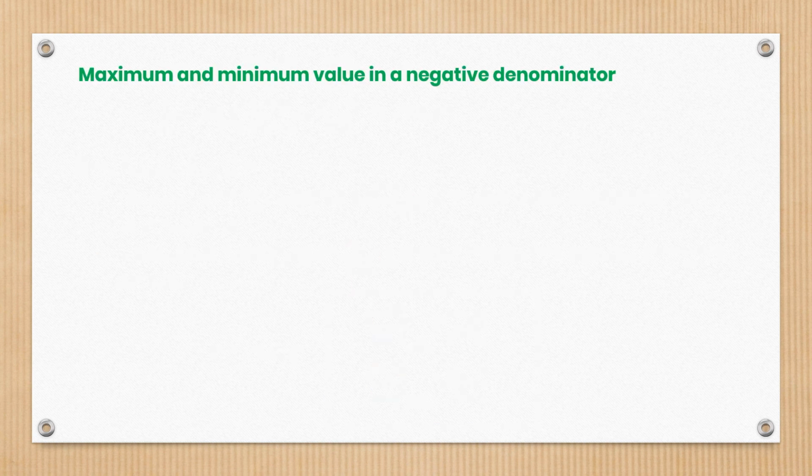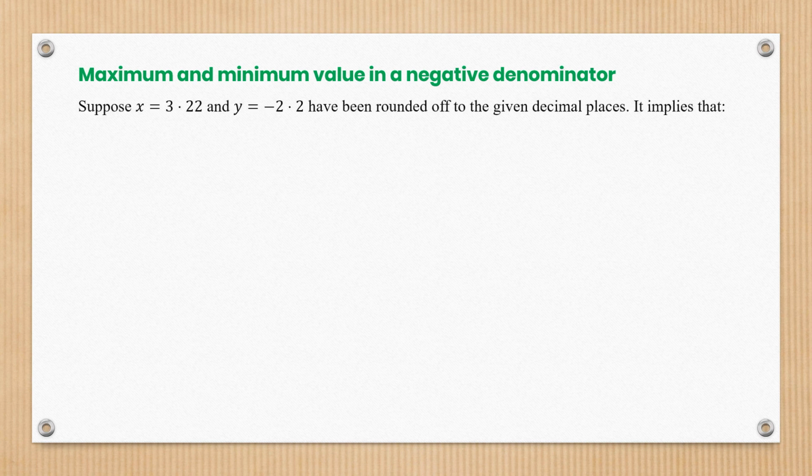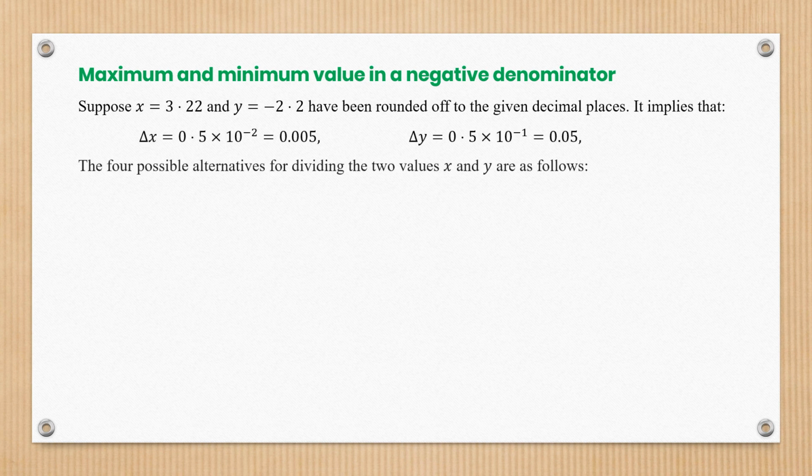Alright, let's look at the last case, where we look for the maximum and minimum value with a negative denominator. So we're going to suppose that x is 3.22 and y is negative 2.2, rounded off to the given number of decimal places. So now these are the errors in x and y. Then the four possible alternatives shall be this. So we're going to have 3.22 minus 0.005 over negative 2.2 minus 0.05.